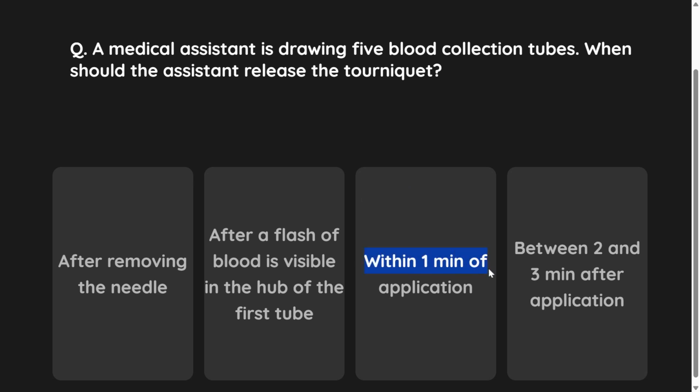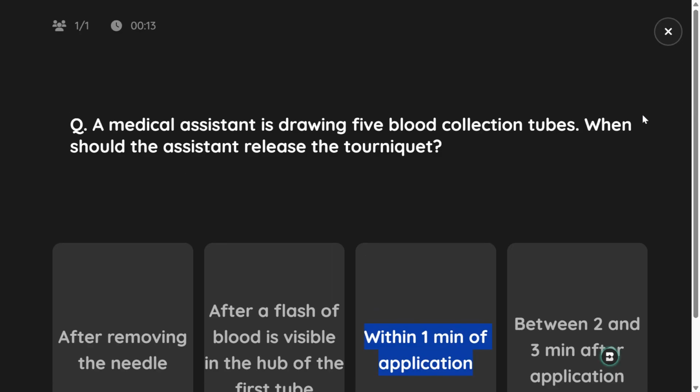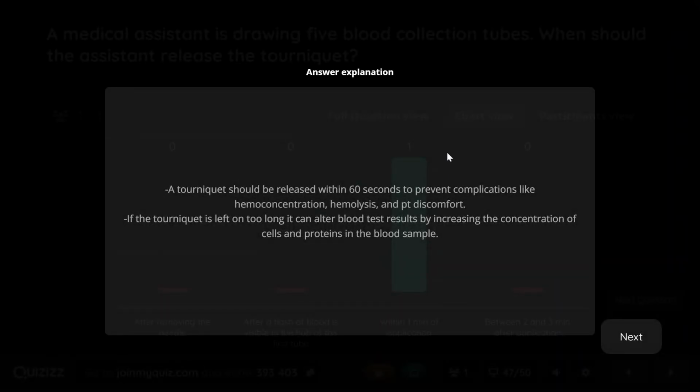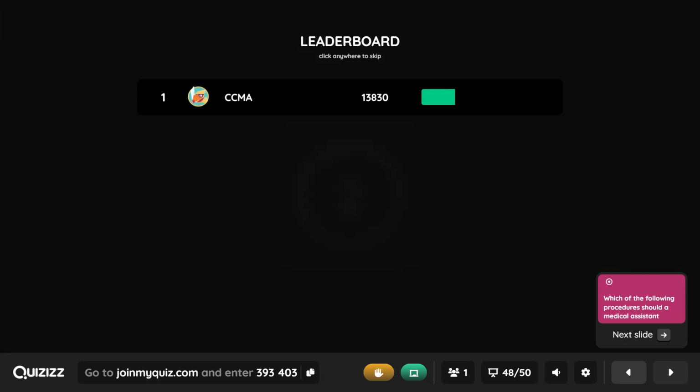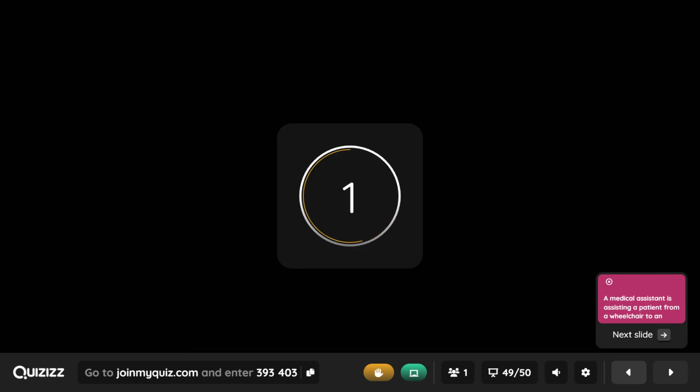If you said within 1 minute of the application, you are absolutely correct. So remember, we cannot leave a tourniquet on a patient longer than 60 seconds. And the reason for this is we want to prevent complications like hemoconcentration, hemolysis, and also patient discomfort. If that tourniquet is left on too long, it can actually alter blood test results by increasing the concentration of cells and also protein in the patient's blood sample. The lab will call and say, hey, specimen's not good. We need another one. All right, next question.